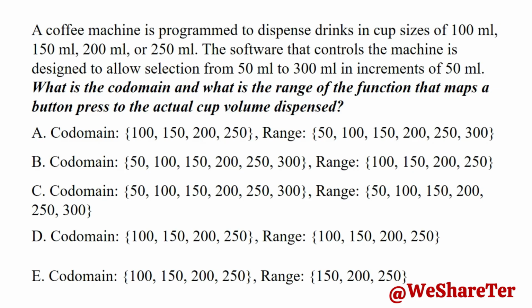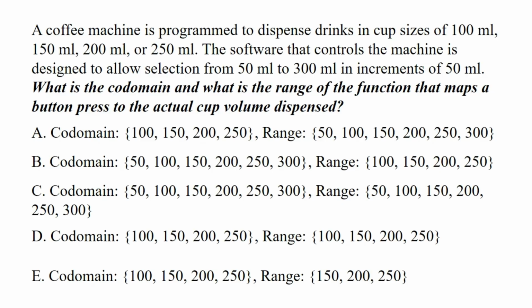Oh, my dear students, now look at this very well. Look at this question now. If you look at it very well, you notice that the codomain is the full set of values. And that full set of values is between 50 ml to 300 ml, but in 50 ml increments. Do you agree with me? Yes. Look at the second sentence. The software that controls the machine is designed to allow selection from 50 ml to 300 ml in increments of 50 ml. That is the codomain.